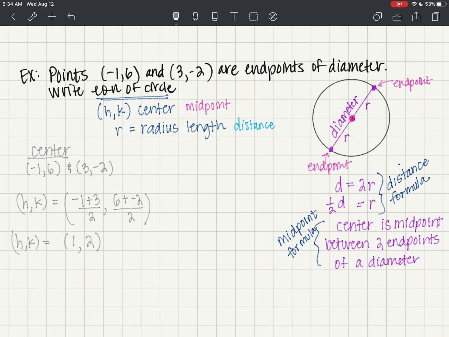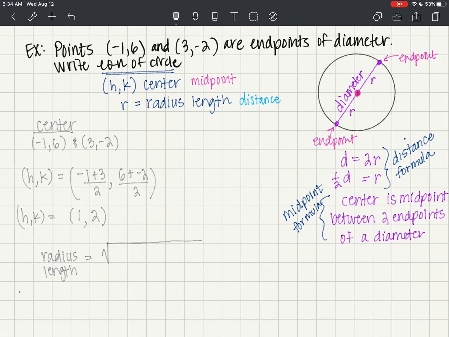And the length of the radius is going to be the distance formula. So it's going to be the square root of, now it's going to be the distance between the center, which is (1, 2), and any point on the circle. So I'm going to choose (-1, 6), just because that caught my eye first. So between those 2 points.